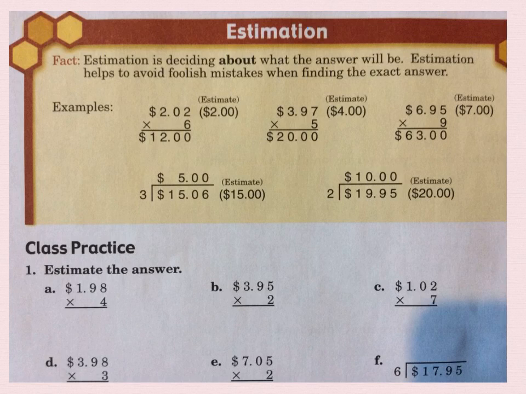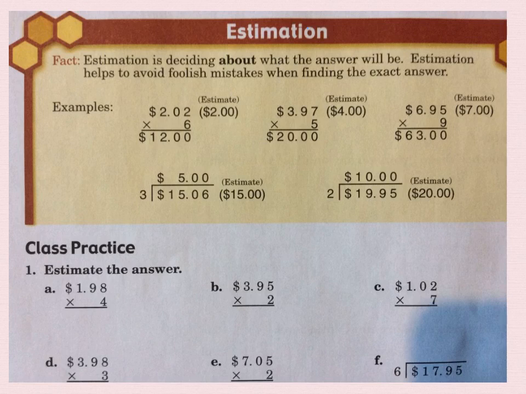Okay, so we're going to look in the yellow box at the top, and the fact tells us estimation is deciding about what the answer will be. Estimation helps to avoid foolish mistakes when finding the exact answer. To start with, they've shown $2.02 times 6. And then they show us that $2.02 is about $2. They've estimated and done $2 times the 6 and came up with $12. Now that's not the exact answer, but that's about how much it would be.